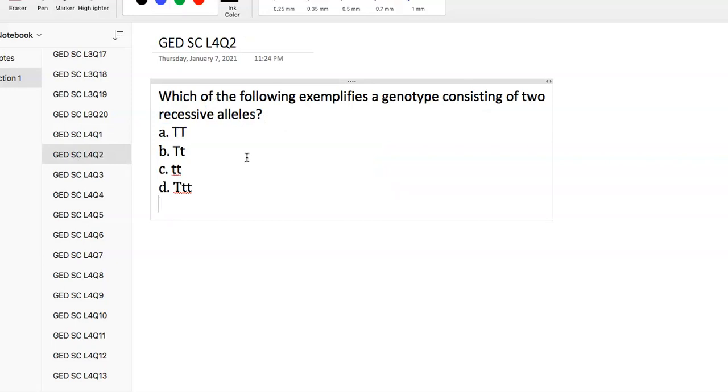Question 2. Okay, for recessive alleles, which of the following exemplifies a genotype consisting of 2 recessive alleles? And so that's 2 lowercase, like that, right? So if it was 2 dominant alleles, it would be that, right? And 1 dominant and 1 recessive is answer choice B there, capital T, lowercase t. So recessive alleles of any kind are denoted by lowercase. That's what we want to know there.